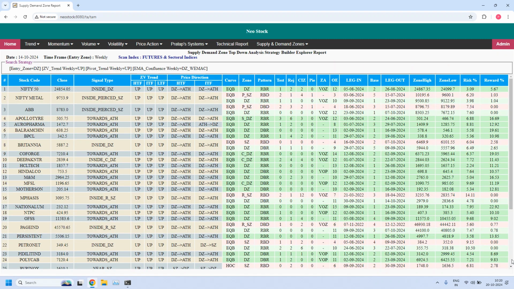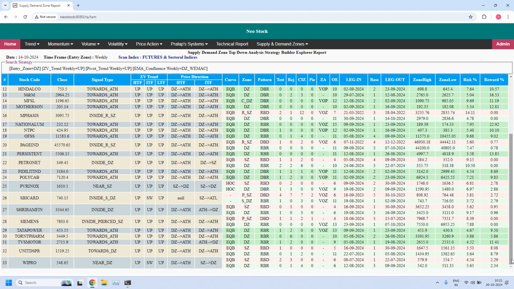Earlier we got 62 stocks, right? Now the list is further reduced. I am scrolling the list down. Now 33 stocks. Half of the list is reduced. In these 33 stocks, both zone violation trend and pivot high-low trend are uptrend, and also the weekly demand zones are having weekly EMA confluence.